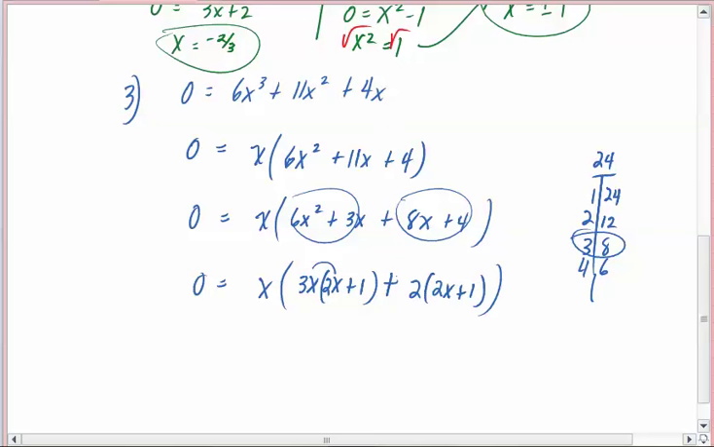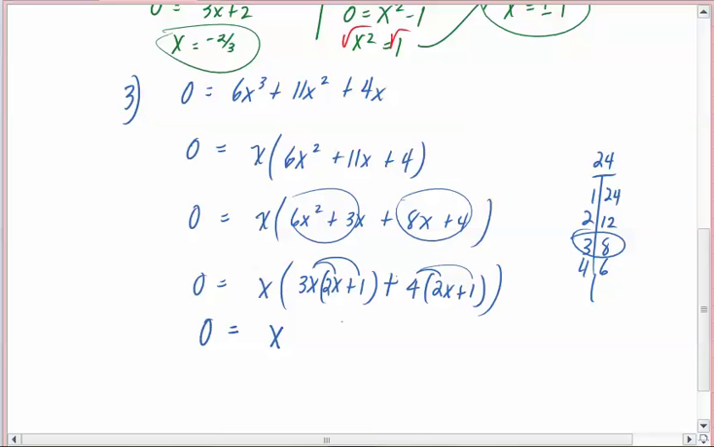Does that times that give me 6x squared? Yes. Does that give me 3x? Yes. Does this give me... No. Okay, see, you should check your work. That should be a 4. There we go. 4 times 2x is 8x, 4 times 1 is 4. There we go. Now let's keep going.